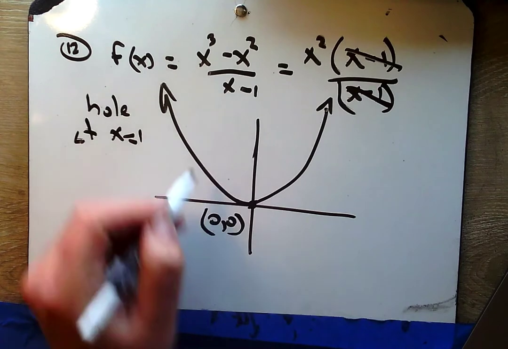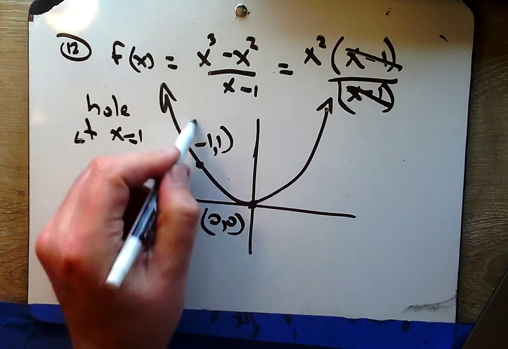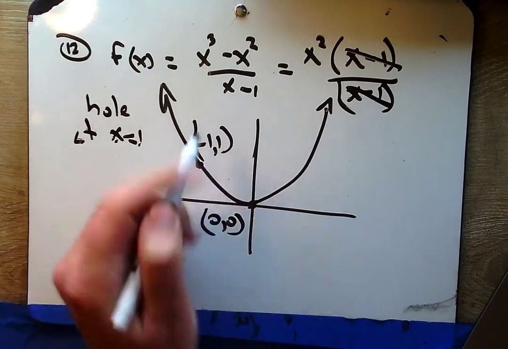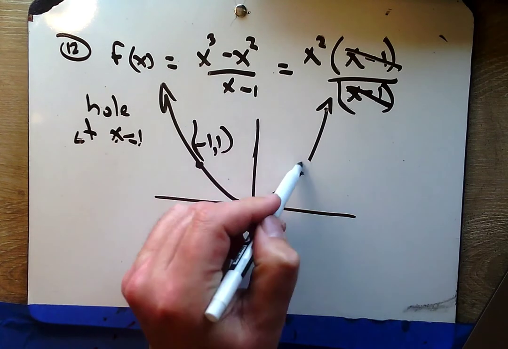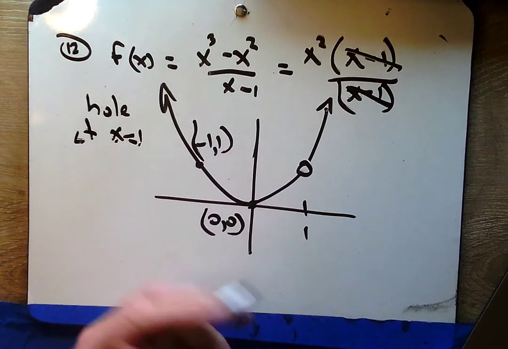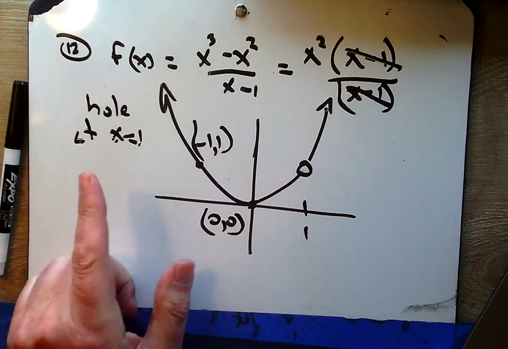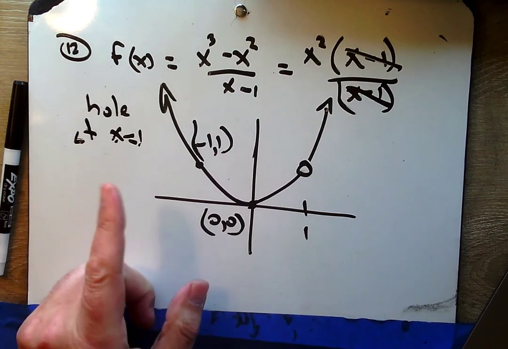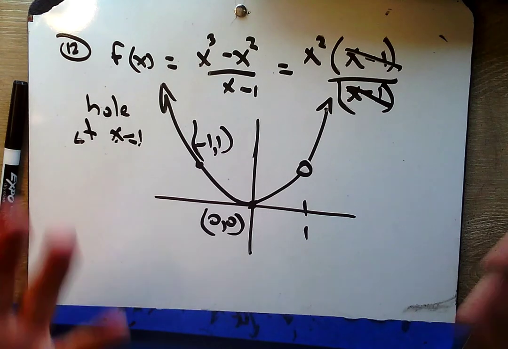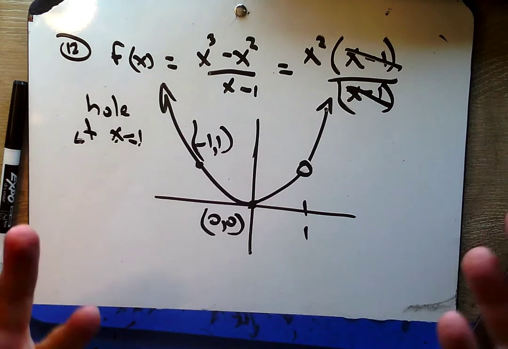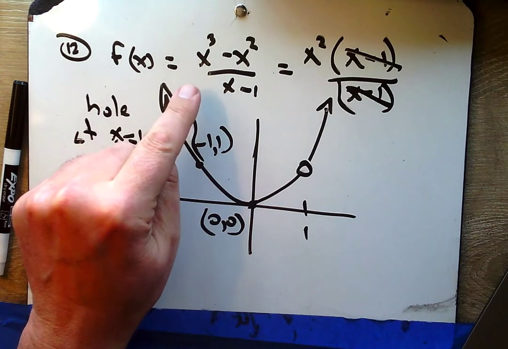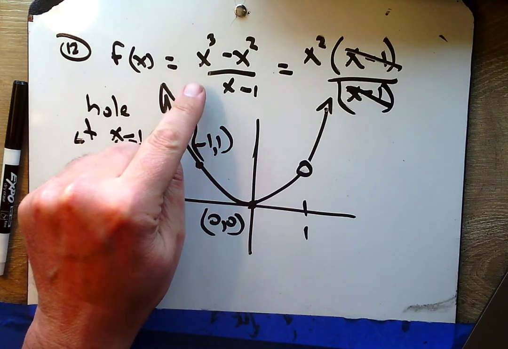0, 0, -1, 1, except we have a hole at +1. So right here, there's a hole. That's my graph. Kind of cool. Yes, you're right. Our slant asymptote isn't a line like it almost always is. It's a parabola. And yes, you can have those.